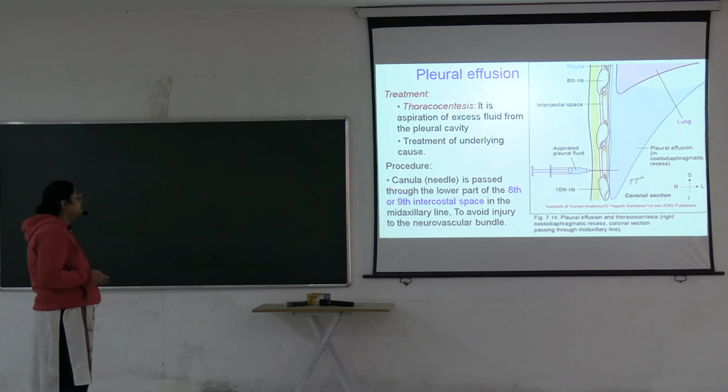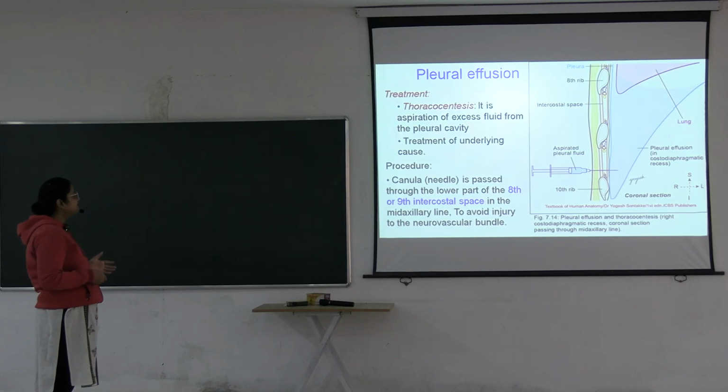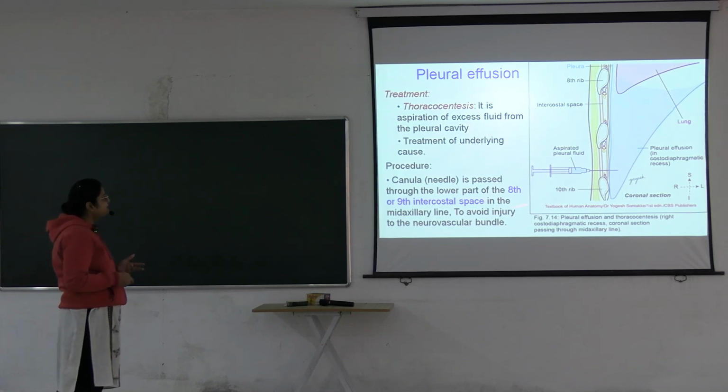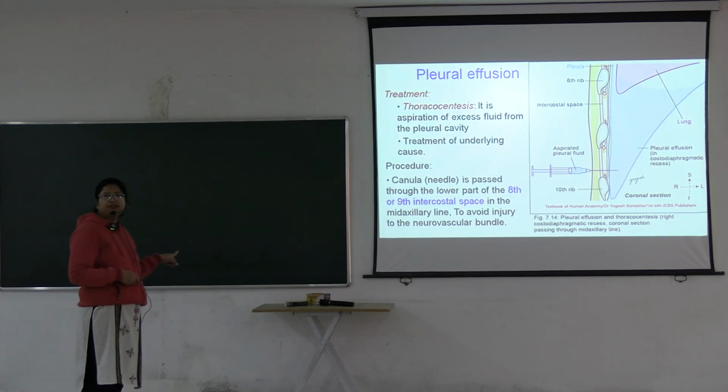Thoracocentesis: a cannula or needle is passed through the lower part of the 8th or 9th intercostal space. This is the extension of the costodiaphragmatic recess in the mid-axillary line, and it is passed in the mid-axillary line to avoid injury to the neurovascular bundle. This is actually important for an explain-why question.